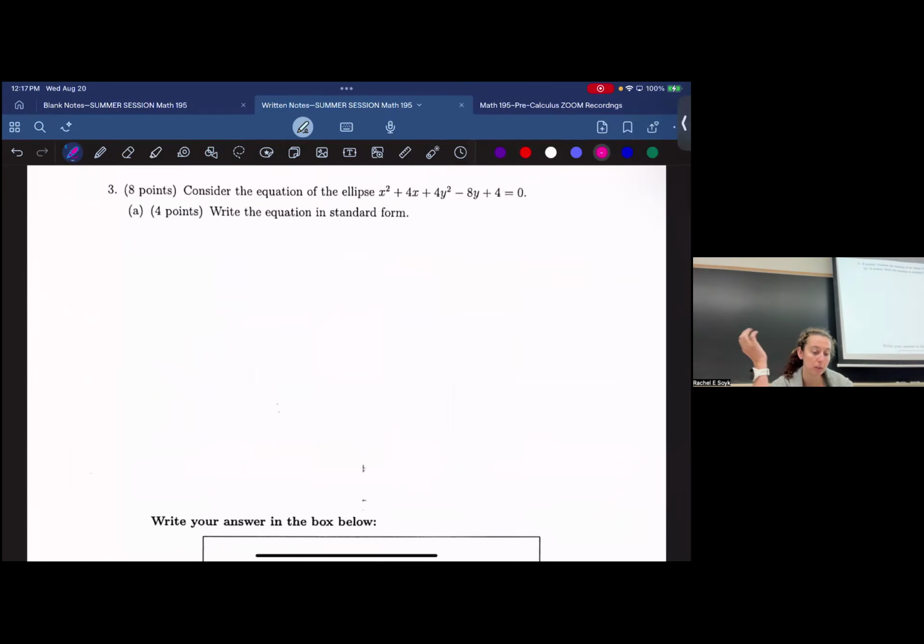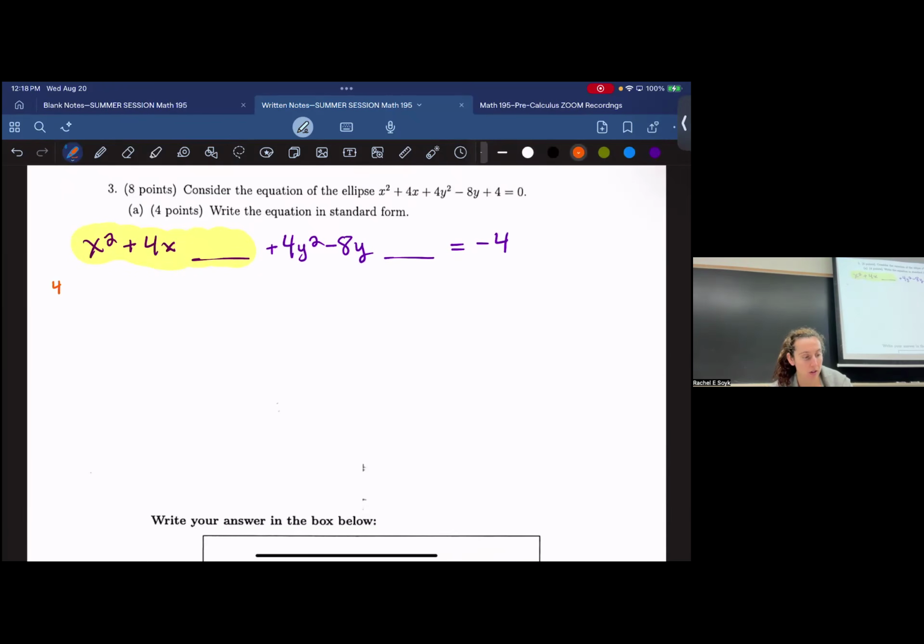Question 3. Ooh, we're dealing with an ellipse. So let's put all the x's to one side, which they kind of already did for us. I'm going to leave some space, then put all the y's together, leave some space, and then move that constant over to the right-hand side. We're completing the square twice. We can complete the square for our x first, but then our y, we're going to have to divide everything by 4.